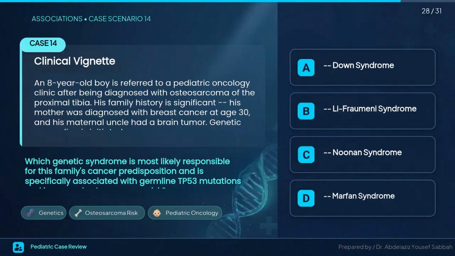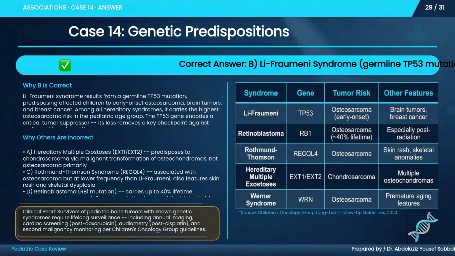Option A, Down syndrome. Option B, Li-Fraumeni syndrome. Option C, Noonan syndrome. Option D, Marfan syndrome. The correct answer is option B, Li-Fraumeni syndrome.